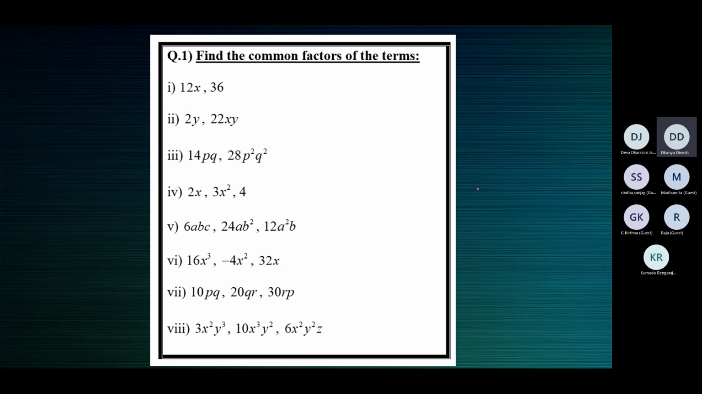Ma'am, the common factors are 2 into 3 into A into B, ma'am. So 6AB is the answer, ma'am. 6AB. Yeah, you're right. 6AB. You're right, Danya. Good. 6AB is the correct answer.